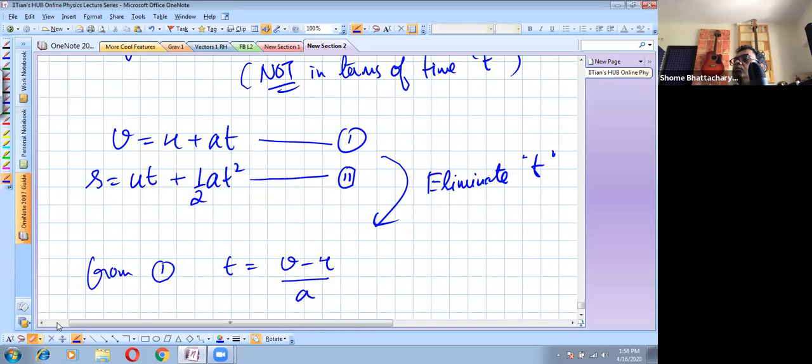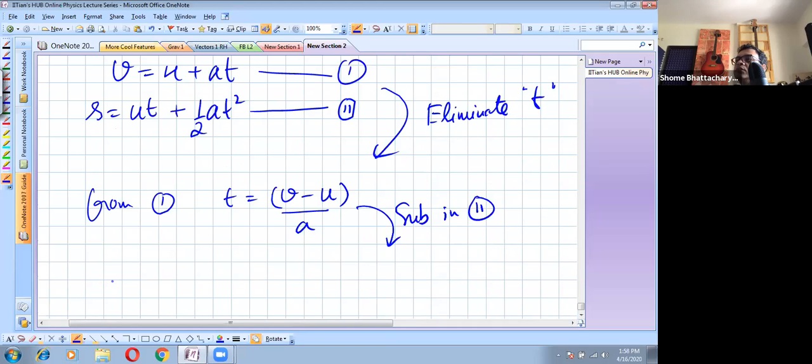From equation 1, the value of time, as you can see, becomes (v minus u) by a. Now just rearrange the terms in the first equation and you're getting this. Now you substitute this in the second equation. So everywhere there is time in the second equation, just substitute time in terms of (v minus u) by a.